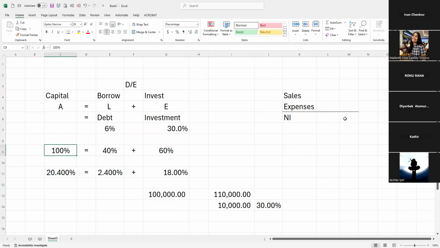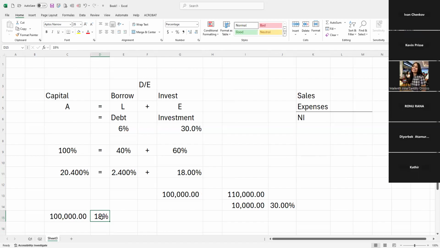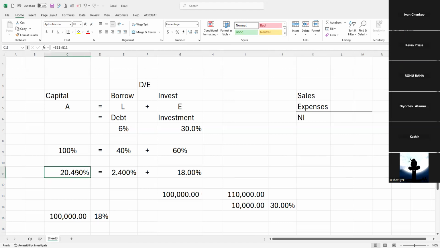So if I see a project that tells me if you invest 100 of your capital the way it is, and that project is going to give you 18% return, am I going to invest? Yes or no? No. Why not? Because it's less than the actual cost of the capital. Make sense?